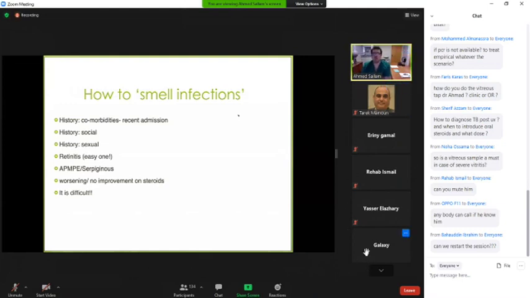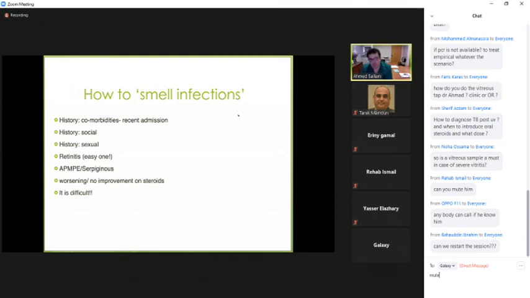so the question is how to think that this is an infection etiology. So there are things that can make you suspect infection etiology. First, comorbidities, sick patients, recent admission. Patients who are really sick, very bad diabetes, that would make you suspect that this is an infection etiology.